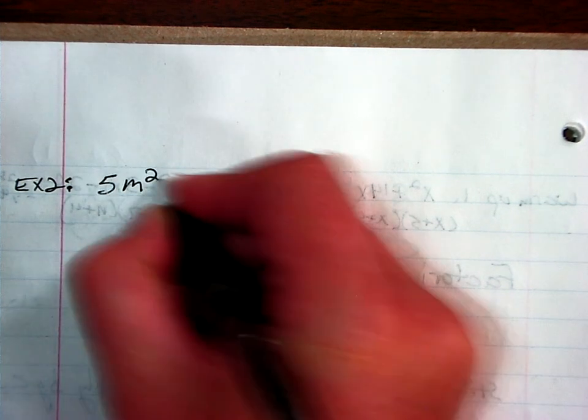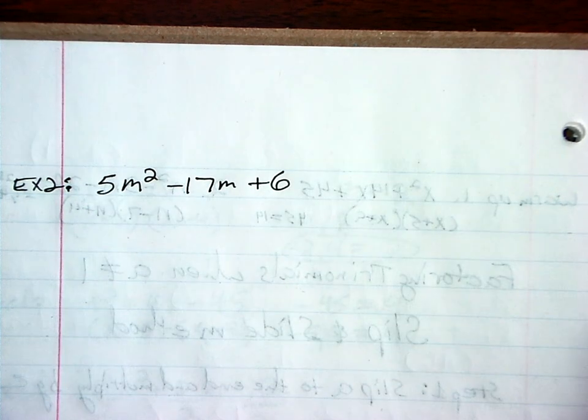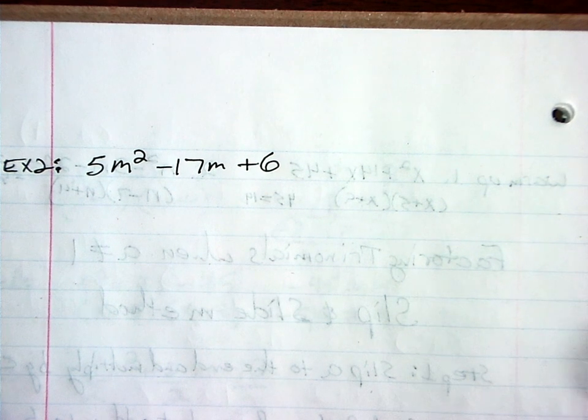Example 2. 5m squared minus 17m plus 6. We're going to do this one together. So step 1, multiply A times C.